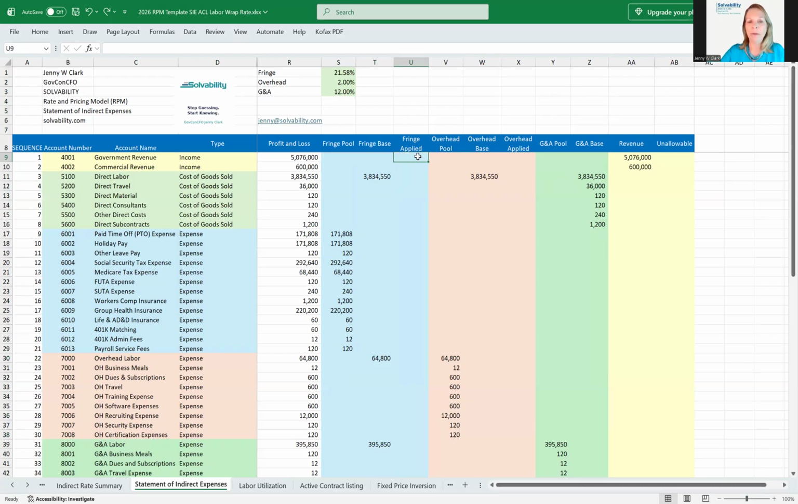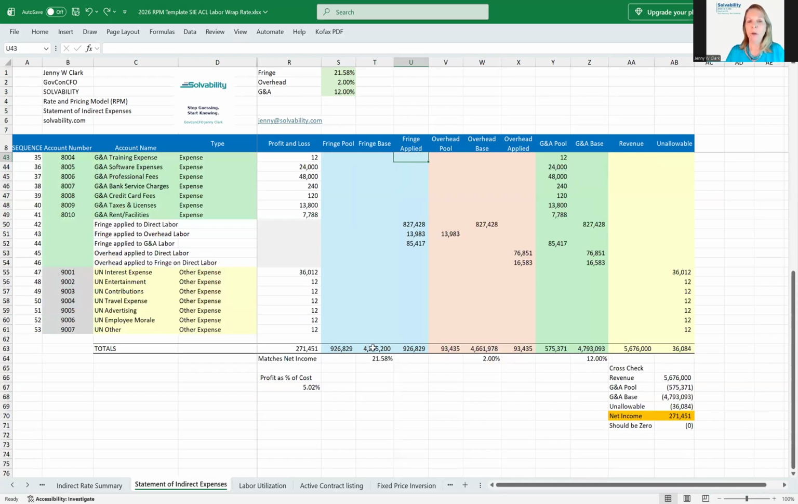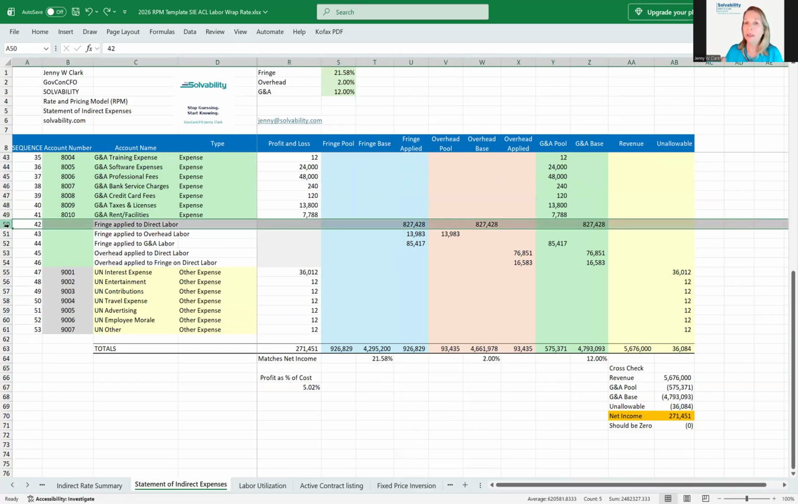Down to the bottom, I've got a calculation that takes the fringe pool over the base. It gives me 21.58%. And then I allocate or apply the fringe to direct labor, to overhead labor, and to G&A labor. So these lines, they get carried to other pools, is what I'm trying to say. Those allocations roll.